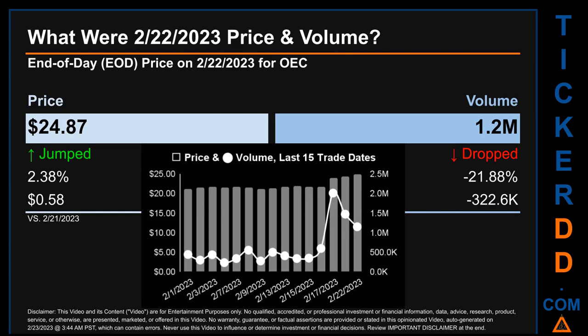Across a range of $3.76, the max and minimum end of day price were respectively 24.87 and 21.11. Volume saw a range of 1.8 million, from a day low of 234.8 thousand to a day high of 2 million.